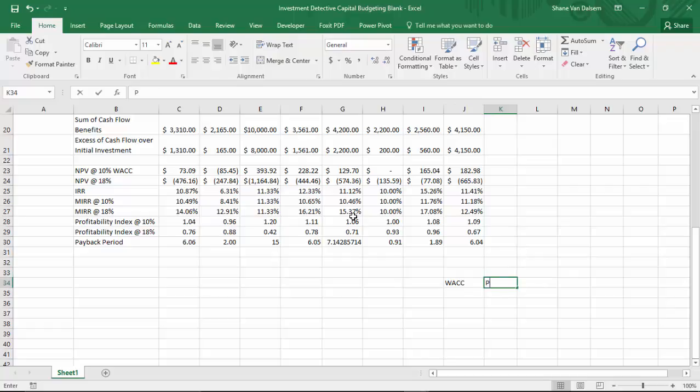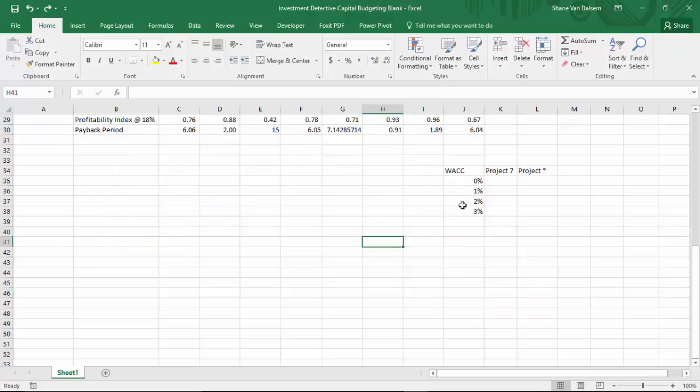So this is project 7, and then project 8. And I'm going to take this weighted average cost of capital from 0% to 20%, just to show you what that looks like. So I put 0%, 1%, 2%, 3%. Then I go down here, get the nice little plus sign.